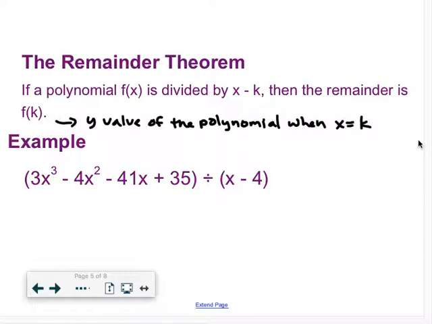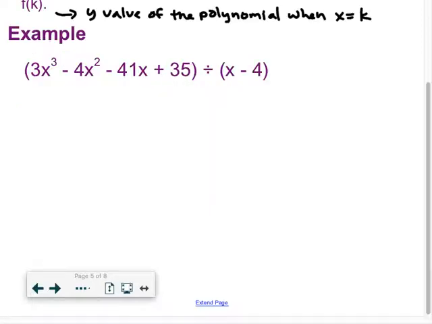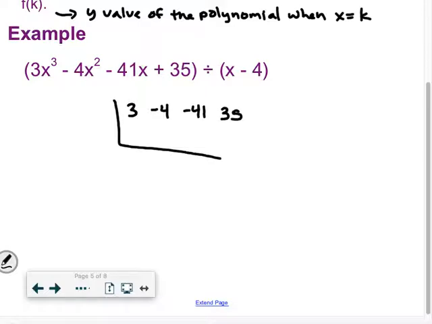Since it is a linear factor, we're allowed to use synthetic division. I am a fan of synthetic division when possible because it's just quicker. So I'm going to set up my synthetic division. I don't have to worry about any missing terms, so I just drop in my coefficients. And what number goes on the outside? 4. Excellent.